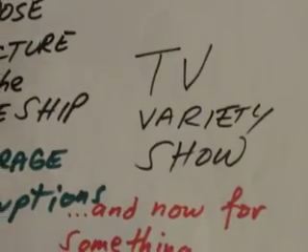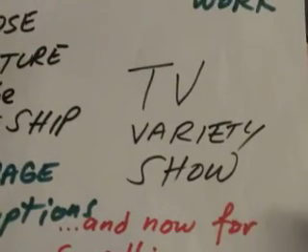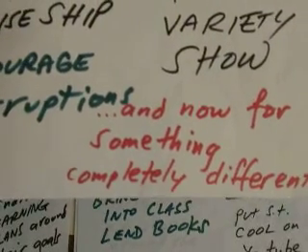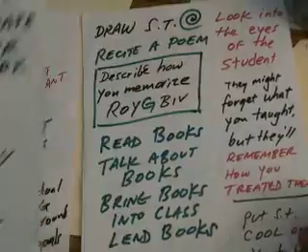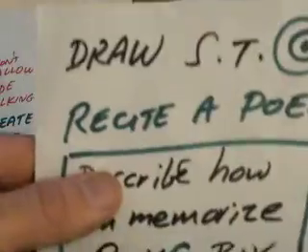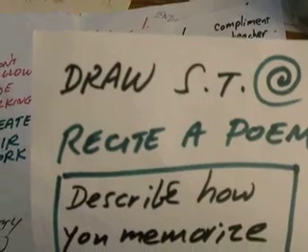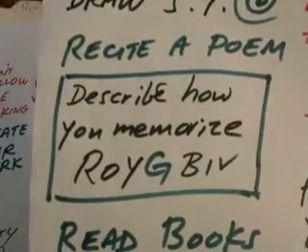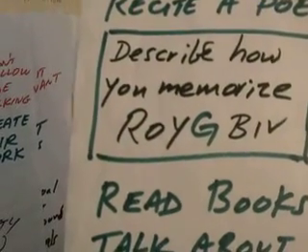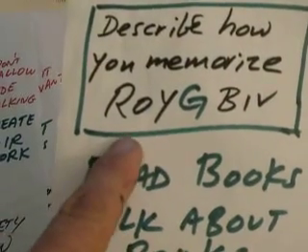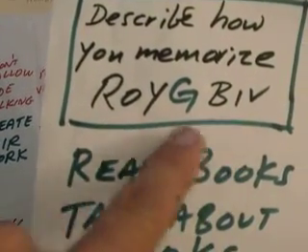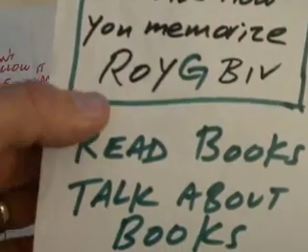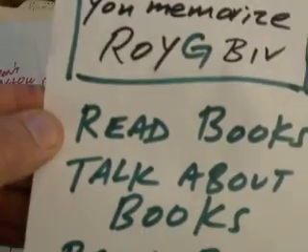Our class is like a variety show. This is particularly true in an ESOL class, but why not for history, science? And now for something completely different. Why not draw something? Sometimes an abstract idea can be explained with a picture. Recite a poem. Even in science class or math class, we can use a poem. Show students how you remember things, like Roy G. Biv. This is the arc-en-ciel, arco-iris: red, orange, yellow, green, blue, indigo, violet.